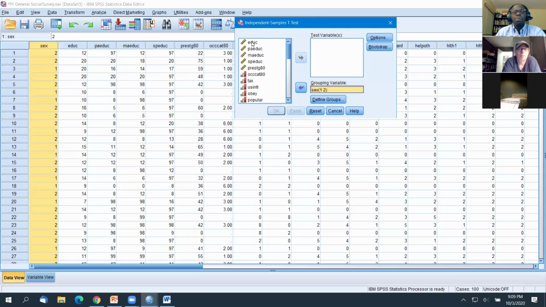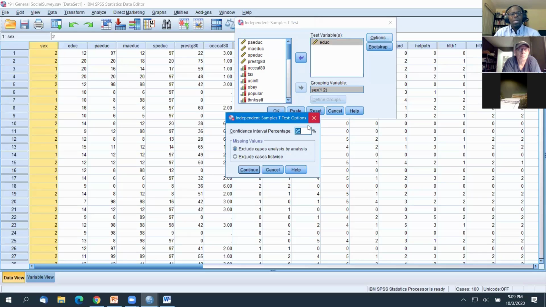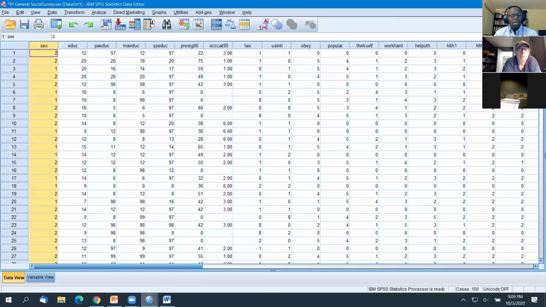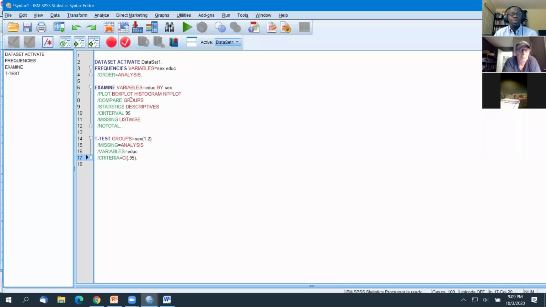Now that's our grouping variable. Now we put in our dependent variable, which is education level, or number of years completed, and we put that into this box right here. Click on Options, make sure this is on 95, and make sure this is Exclude Cases Analysis by Analysis. We click Continue, and then again we click Paste. And again, we go to our syntax and we have a written record of everything that we've done.